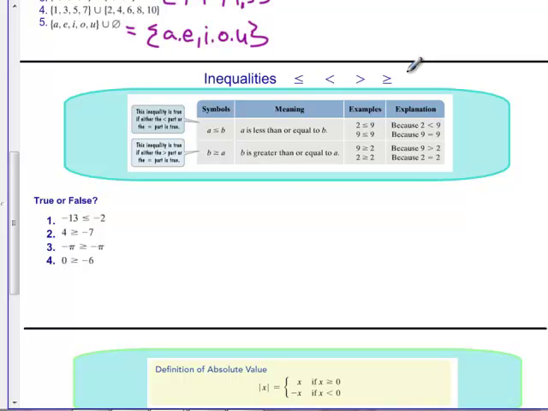And remember that the symbols always want to be open towards the bigger number or the bigger amount. So they're like little Pac-Men trying to eat the bigger one. Okay. So we're going to figure out if 1 through 4 is true or false. And, well, we'll get there. Let's see if you missed number 1 first. So -13 is less than or equal to -2. Is that true or false?